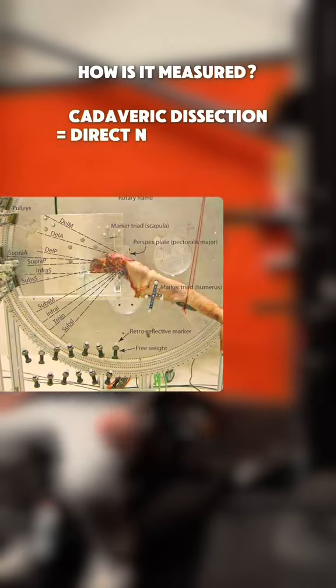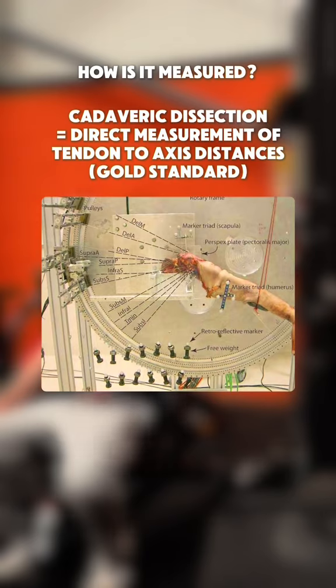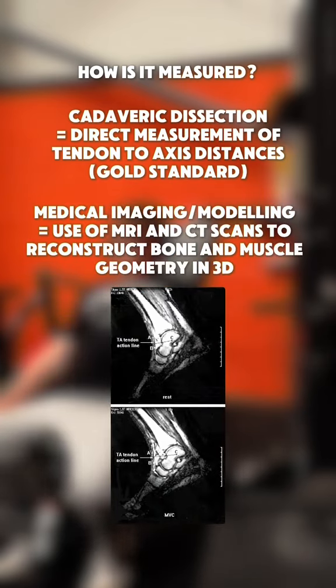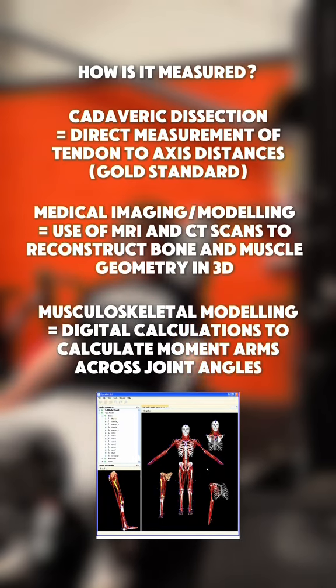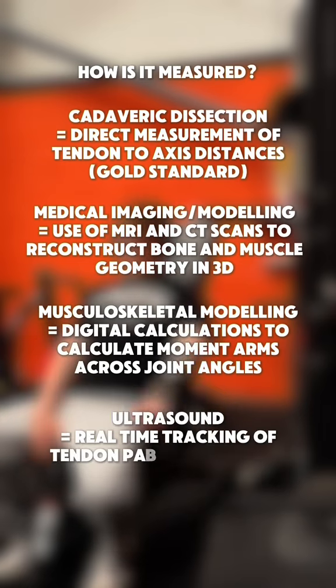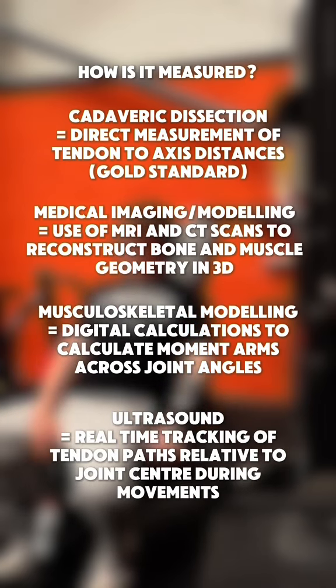So there are really 4 ways to measure internal moment arms. We have cadaveric dissection, which is direct measurement of tendon to axis distances and is the gold standard for accuracy but limited by specimen variability. We then have medical imaging and modelling, which is the use of MRI and CT scans to reconstruct bone and muscle geometry in 3D. We also use musculoskeletal modelling tools like OpenSim to calculate moment arms across joint angles. Then we have ultrasound, which is real-time tracking of tendon paths relative to joint centre during movement.